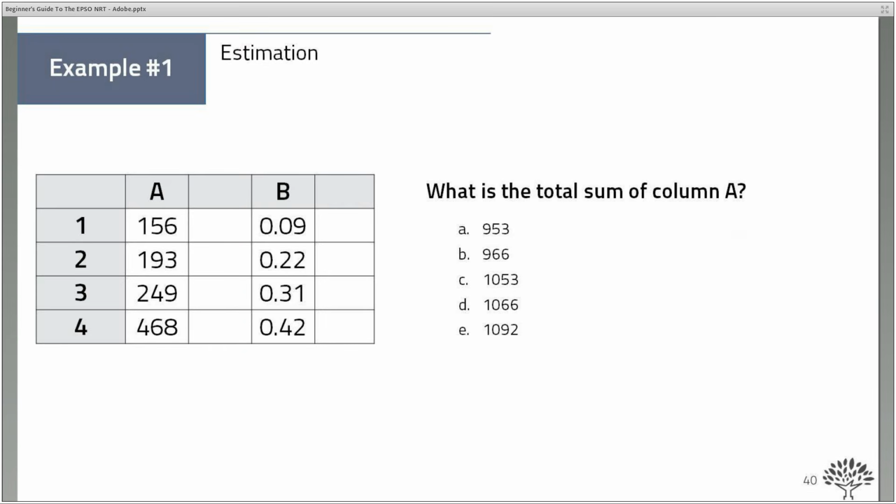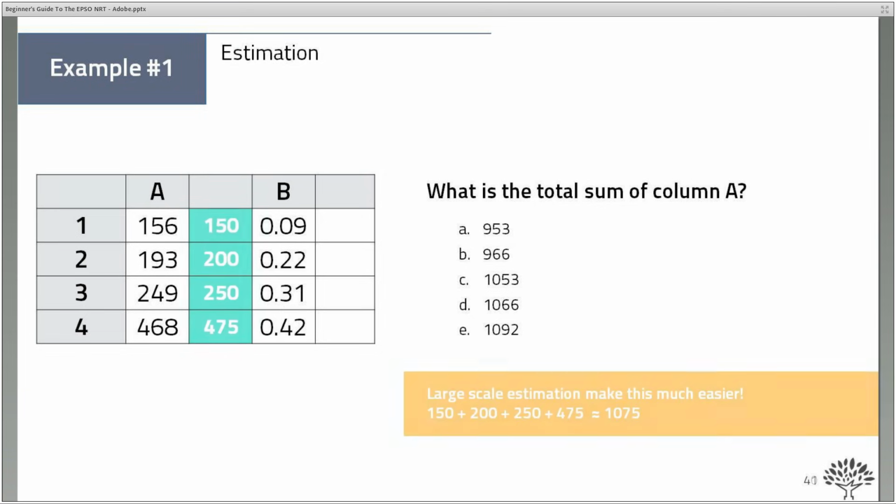So here's a few quick examples of estimation. The first question is, what is the total sum of column A? We've used estimations here, firstly to make these numbers nice and round: 150, 200, 250, 475, less nice, and secondly, we've added those together. So 150 plus 200 plus 250. You may already recognize that these 3 numbers added together would make 600. Then you add the 475 on the end, and you have a number that's roughly 1,075.